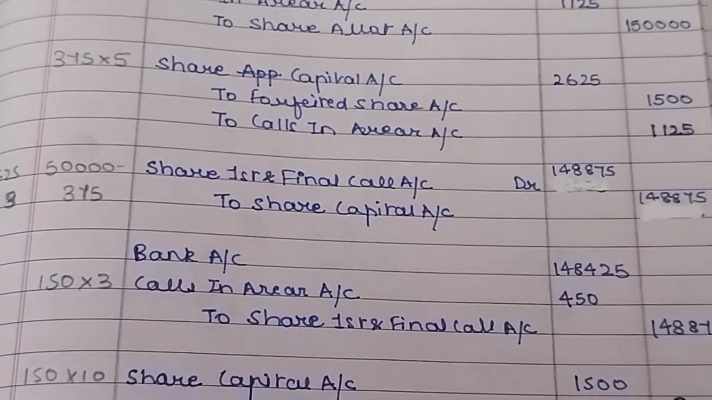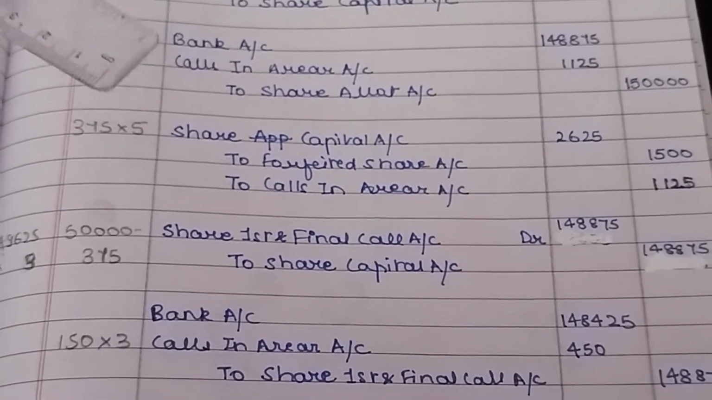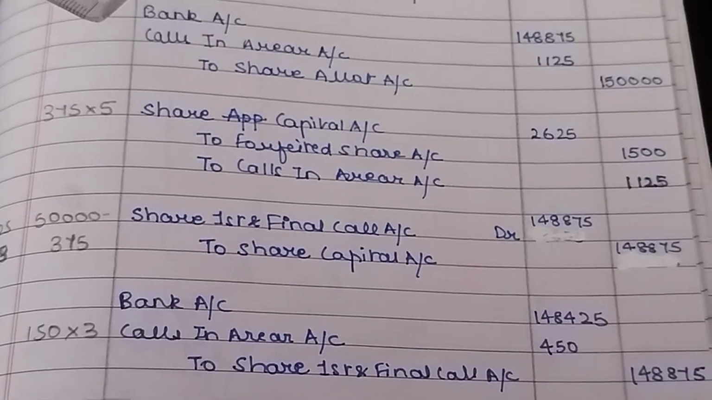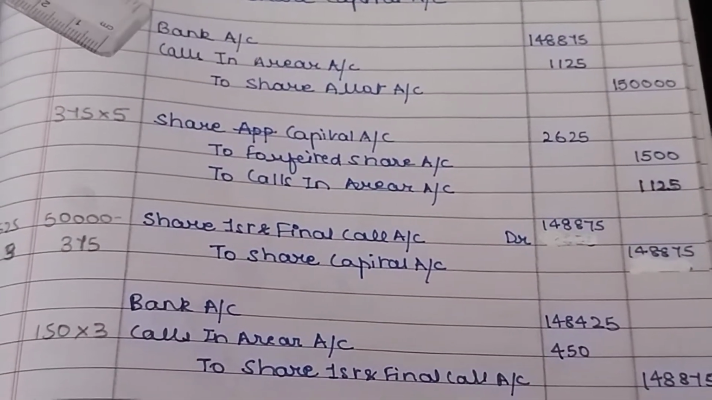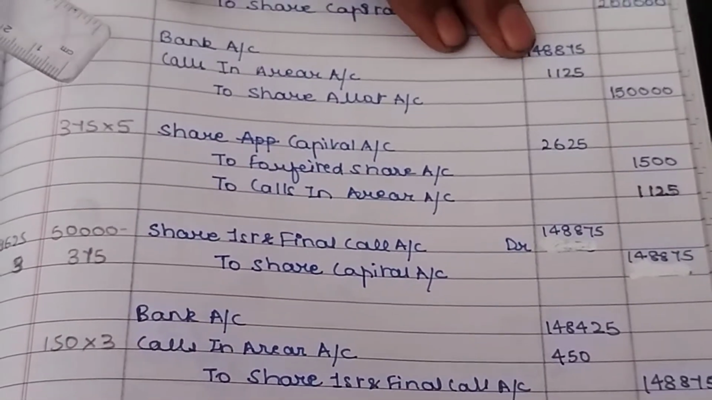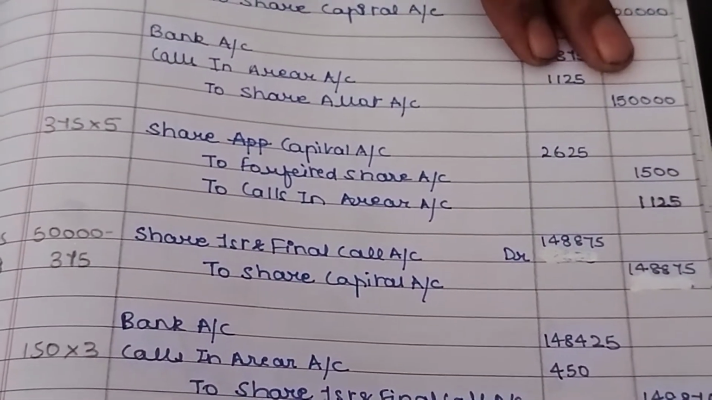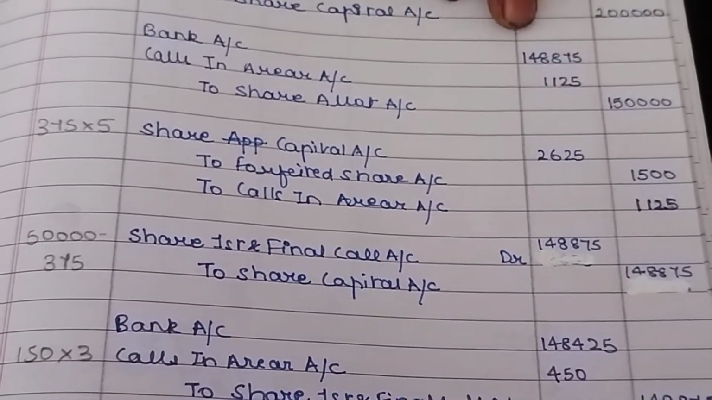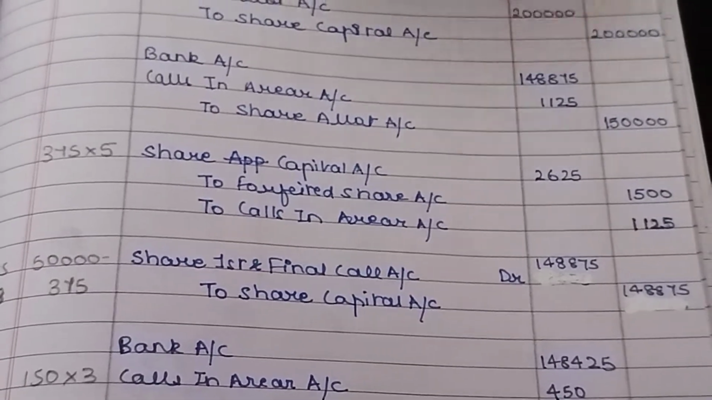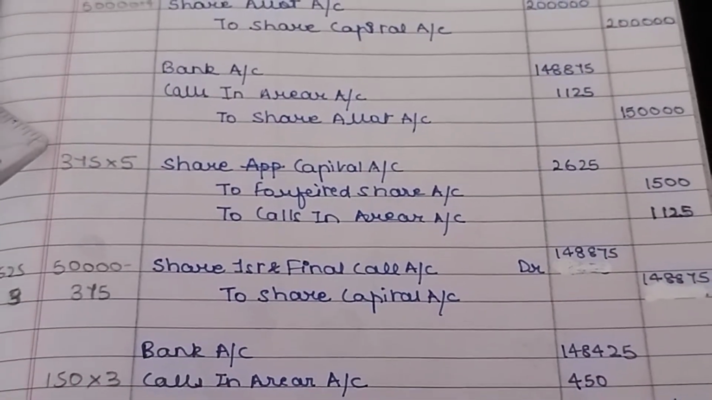Narration being share allotment received on 375 shares of rupees 4 each. Calls in arrear 375, this amount will find 1,125. Share allotment 1,50,000. Difference of these two you will find 1,48,875. Remember that after allotment immediately these shares were forfeited.